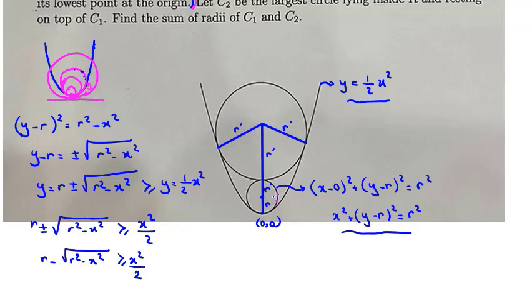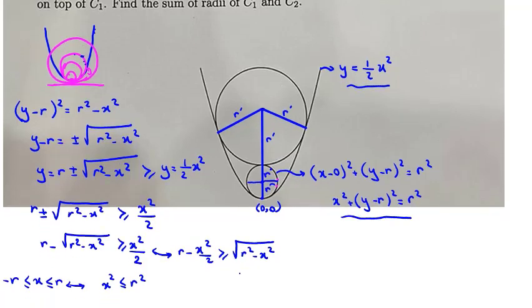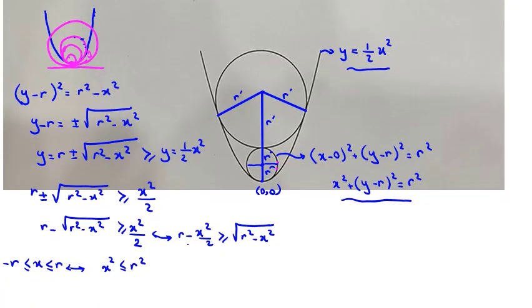We can say x can be, because the radius is r, between negative r and positive r, here is 0. So we can say x is between negative r and positive r, because we want to work on x squared less than or equal to r squared. Now, here we know it is equivalent that r minus x squared over 2 is greater than or equal to the square root of r squared minus x squared. So if we raise, we should say it is positive.